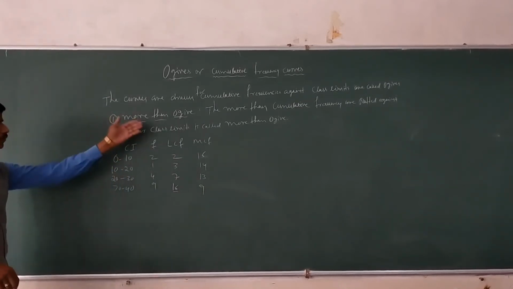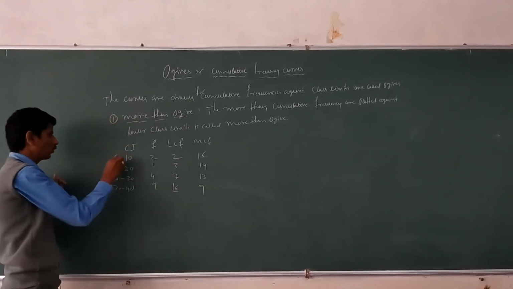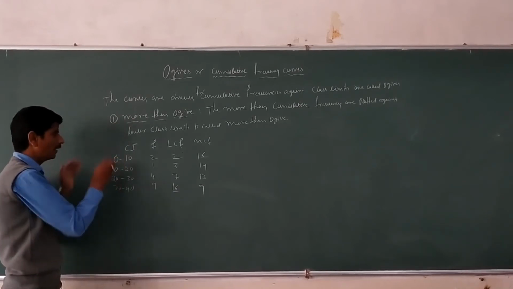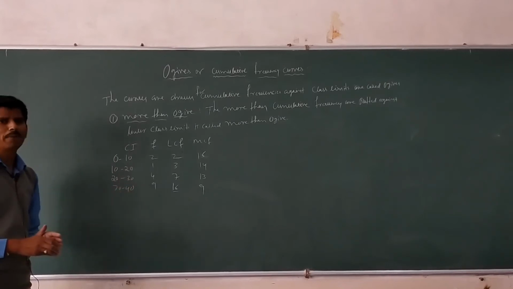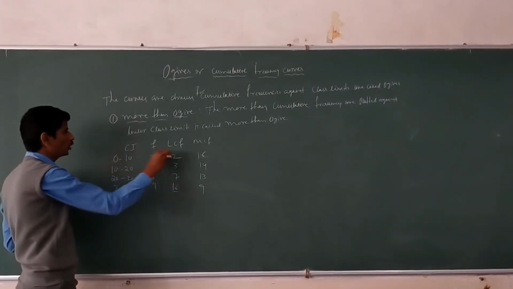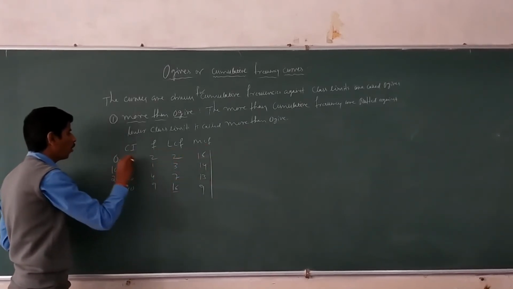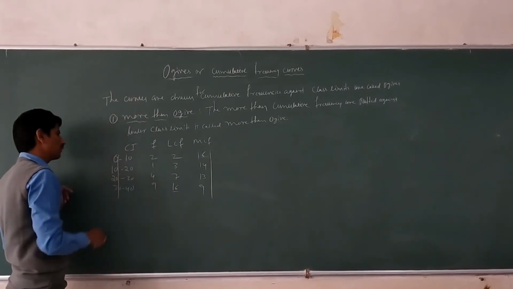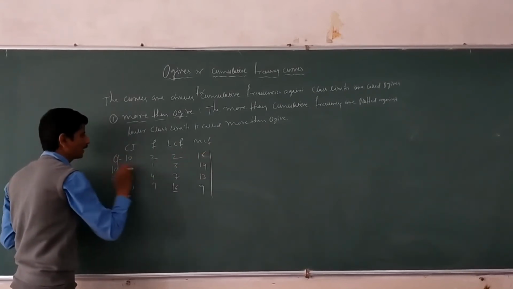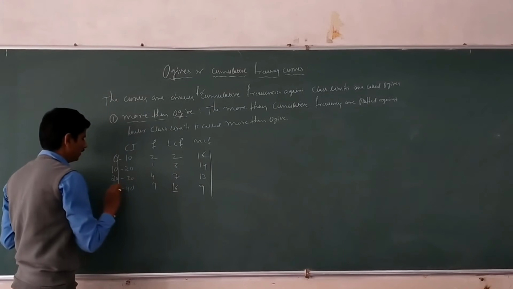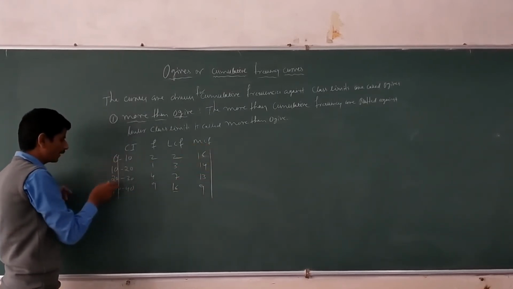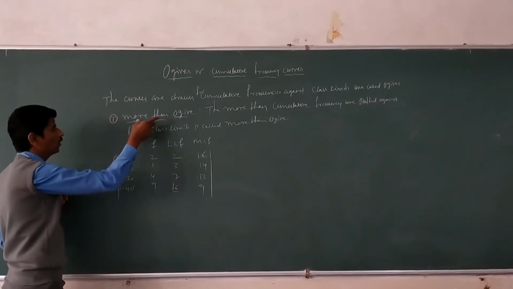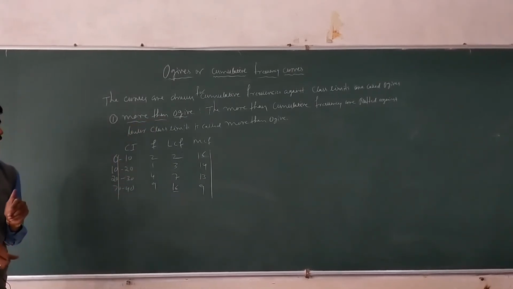What is the more than ogive? Here, 0, 10, 20, 30 are the lower class limits, and 10, 20, 30, 40 are the upper class limits. The more than cumulative frequencies are plotted against the lower class limits: 0 is 16, 10 is 14, 20 is 13, and 30 is 9. This is called the more than ogive.